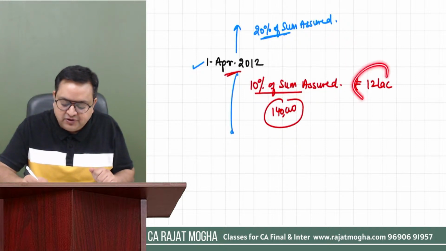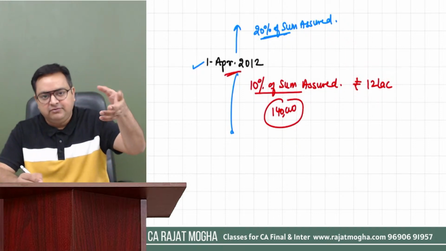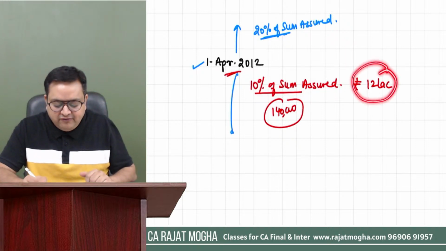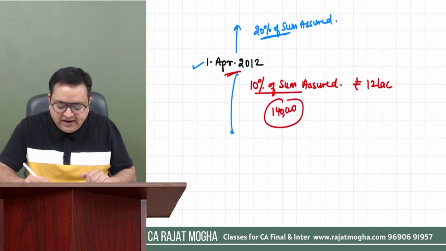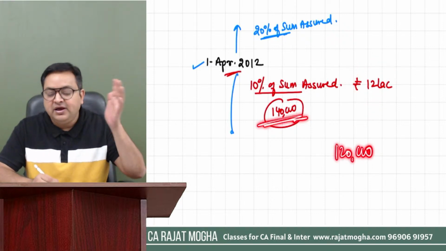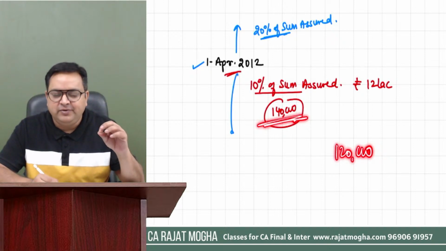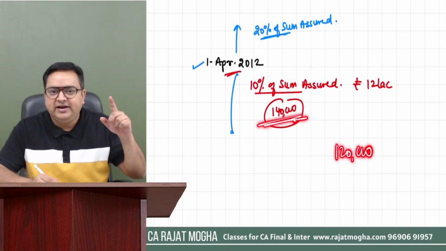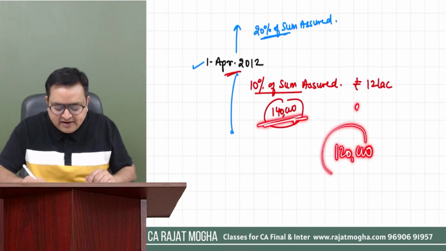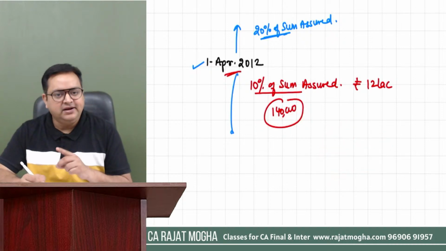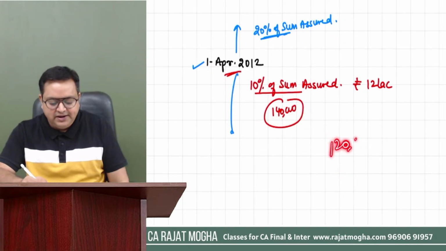So how much is the sum assured? It is 12 lakh rupees. 12 lakh is the amount of the policy. So 12 lakh into 10% is 1,20,000. So I understand this 140 is not going above the 1,50,000 limit, which is the overall limit of 80C. But here we can claim a maximum of 1,20,000, right? Here we can claim a maximum of 120.